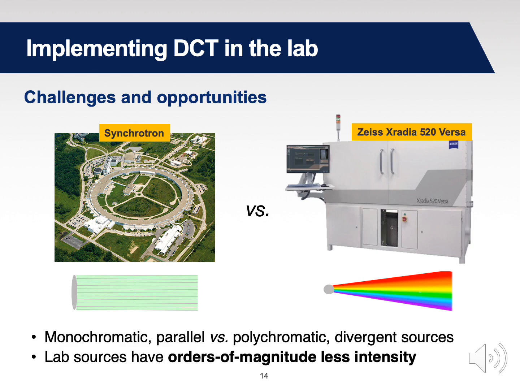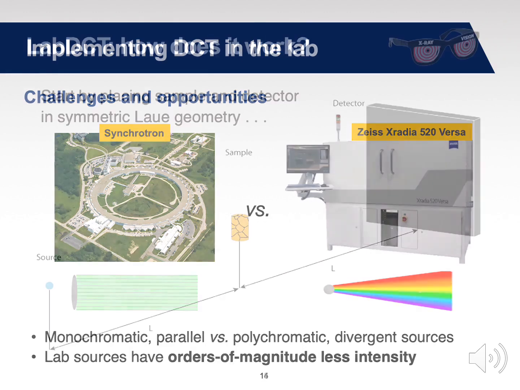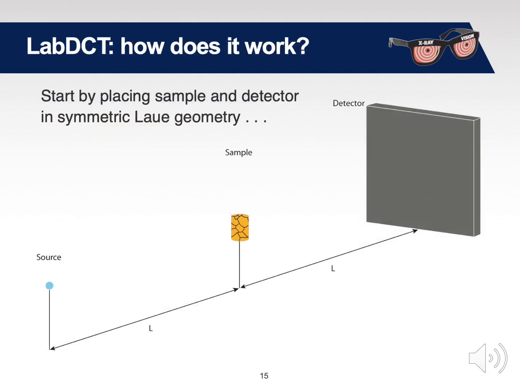Nevertheless, my collaborators at Zeiss and Xnovotech were determined to make it work in light of these challenges. And their technique is called Lab DCT. And I put this image here because it gives us X-ray vision into the grain structure from our own laboratory. So how does the technique work?